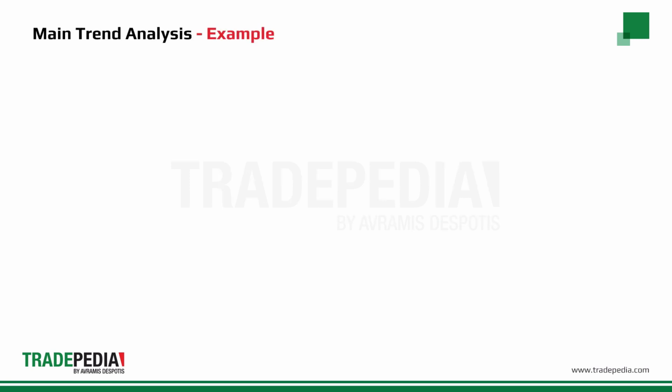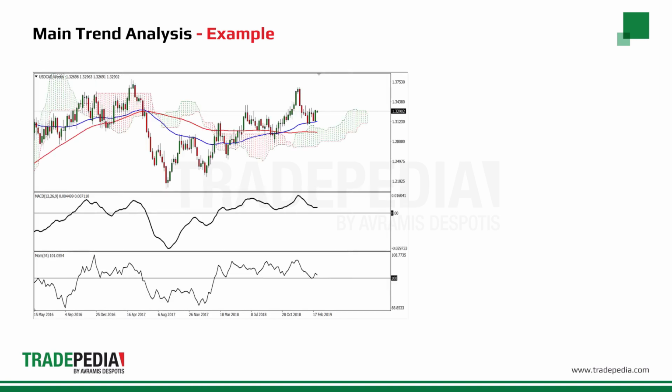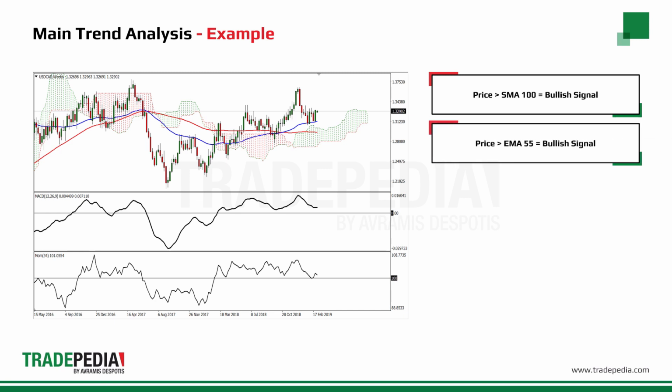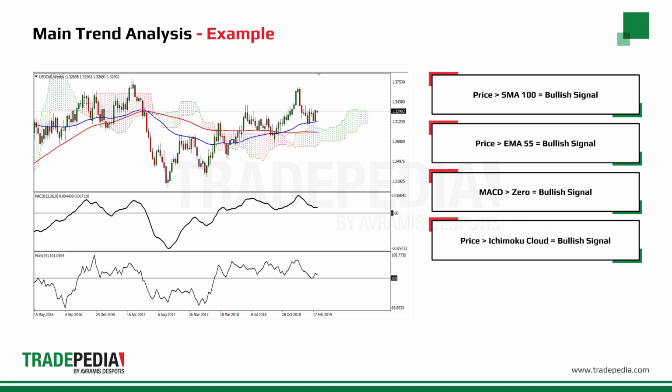In our example here, when analyzing the main trend of this security, we notice that price is above the 100 periods simple moving average and giving a bullish signal. Price is also above the 55 periods exponential moving average and giving a bullish signal. The MACD is in the positive territory above the 0 level and giving a bullish signal. Price is above the Ichimoku cloud, giving a bullish signal.